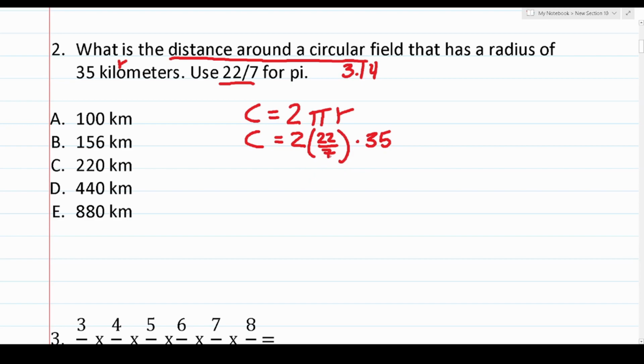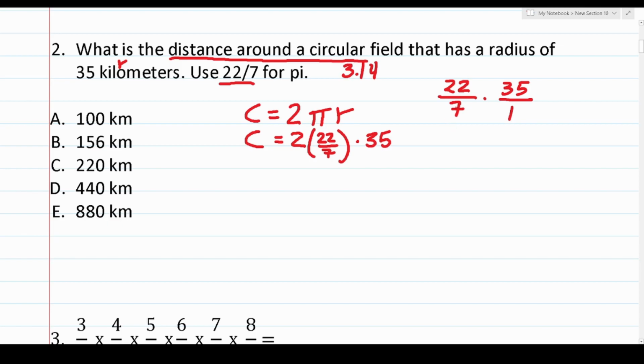I know I can get rid of this 7 by multiplying 22 over 7 by 35. Let's do that off to the side. We have this 22 over 7 times 35. In order to multiply fractions with whole numbers, you place that whole number over 1 so that you write it as a fraction as well. So in this case, I can write 35 as a fraction by placing it over 1. And that's going to enable me to reduce this very quickly.